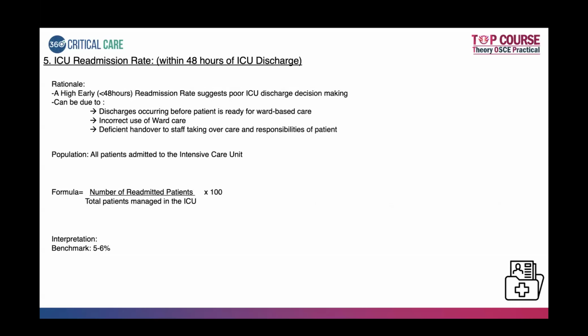I'll explain it later. Coming to ICU readmission rate, that is within 48 hours of ICU discharge, the rationale is that a very high early readmission rate suggests very poor ICU decision making during discharge. The reason can be discharge occurring before the patient is ready for ward-based care. Sometimes we try to push out the patient before they're really stabilized. In a ward, you cannot expect the same level of care as in an ICU, so they may deteriorate and bounce back.